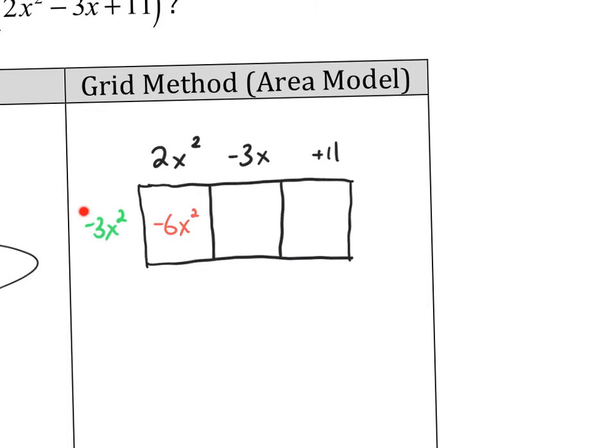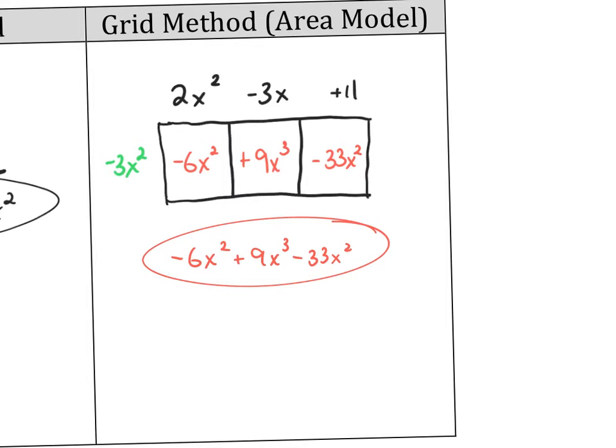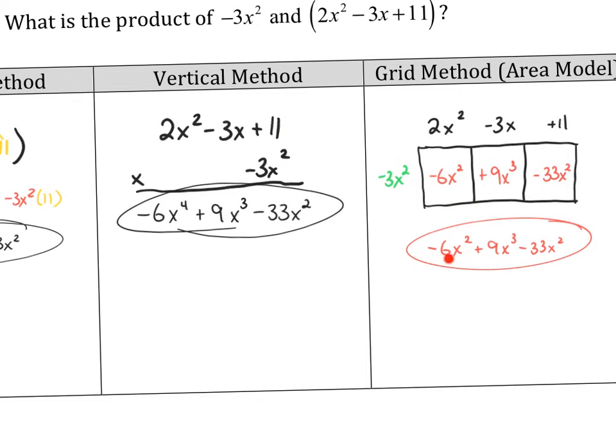Now let's do that again. Negative 3x squared times negative 3 is positive 9x to the 3rd. And lastly, negative 3x squared times 11 is negative 33x squared. Now, there are no like terms in these boxes to combine, so I just bring them all together as a single polynomial, and we write it like so. Box or circle your answer, and notice, again, it matches like what they did before.